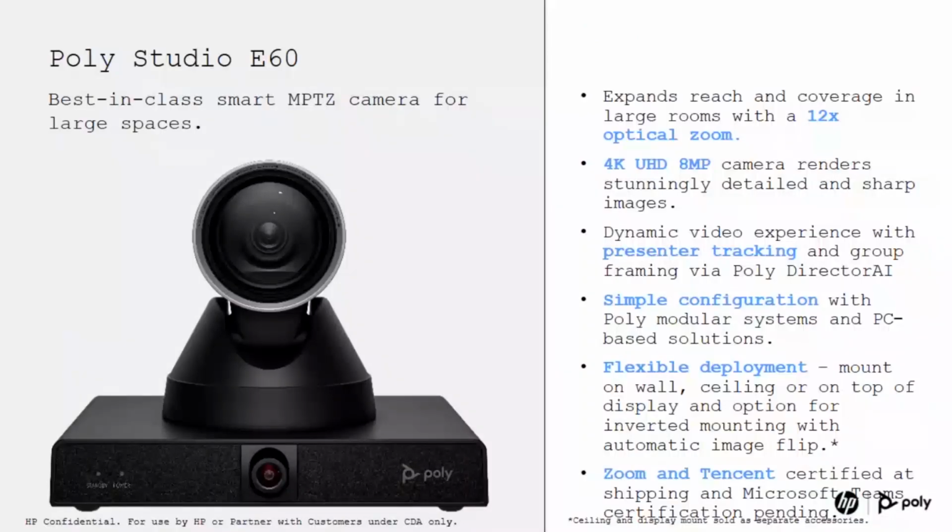Poly Studio E60, this is a newly launched one. This has a 12x optical zoom and 8 megapixel camera with 4K Ultra HD. This one has only two configurations: presenter tracking and group framing mode. This is very simple to use and it's USB connectivity only. This is the optical zooming camera as compared to E70. E70 is a digital zooming. This is the optical zoom camera.